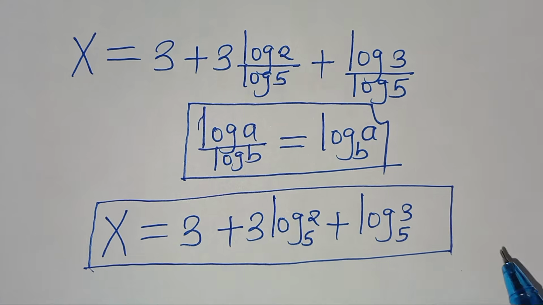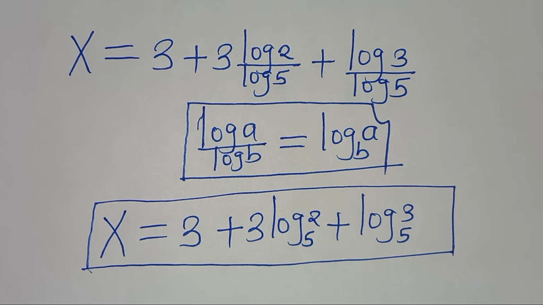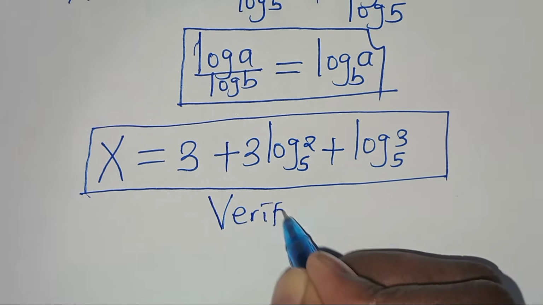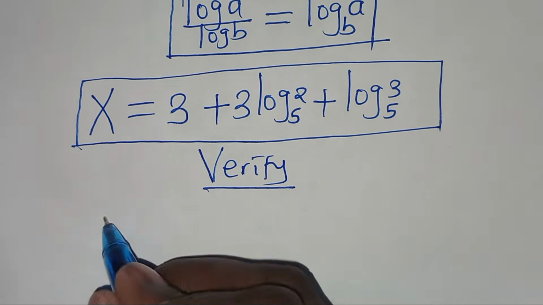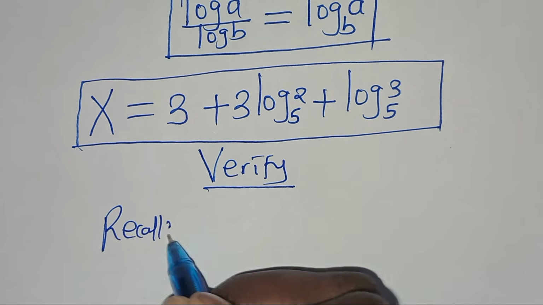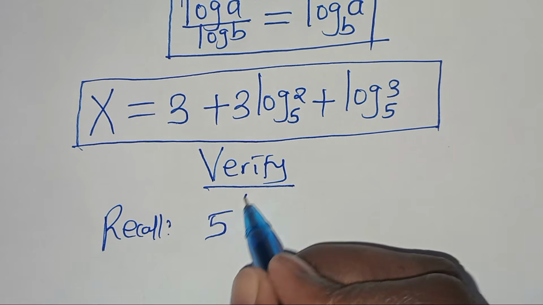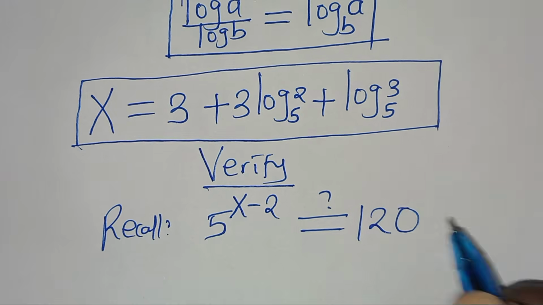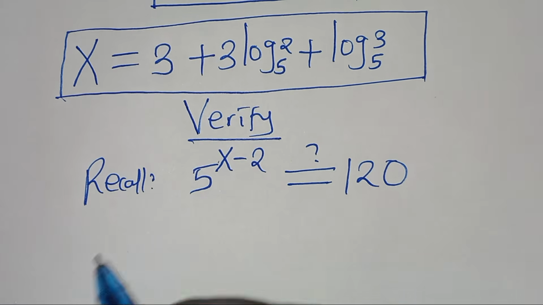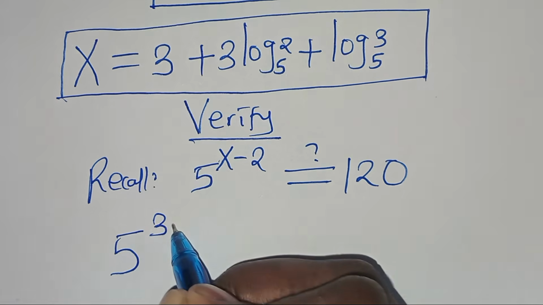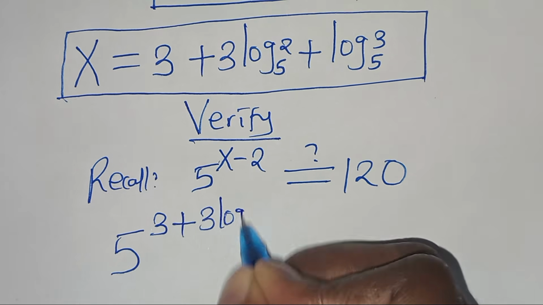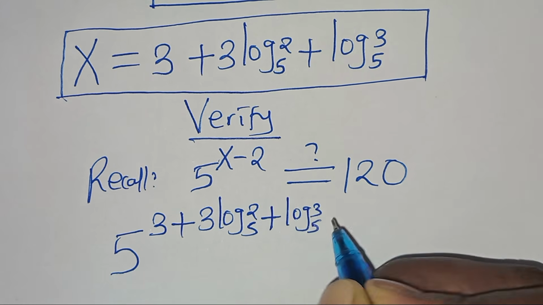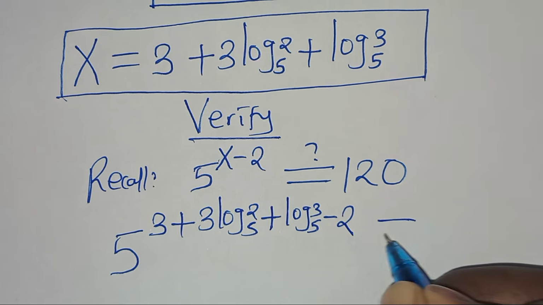And the next step from here is to verify that this value of x satisfies the equation. So let's verify from here. Now, if you recall, we entered 5 to the power of x subtract 2. This should give us a value of 120. Let's substitute x so that we have 5 to the power of 3 plus 3 log 2 to base 5, then plus log 3 to base 5, subtract 2. This should give us a value of 120.